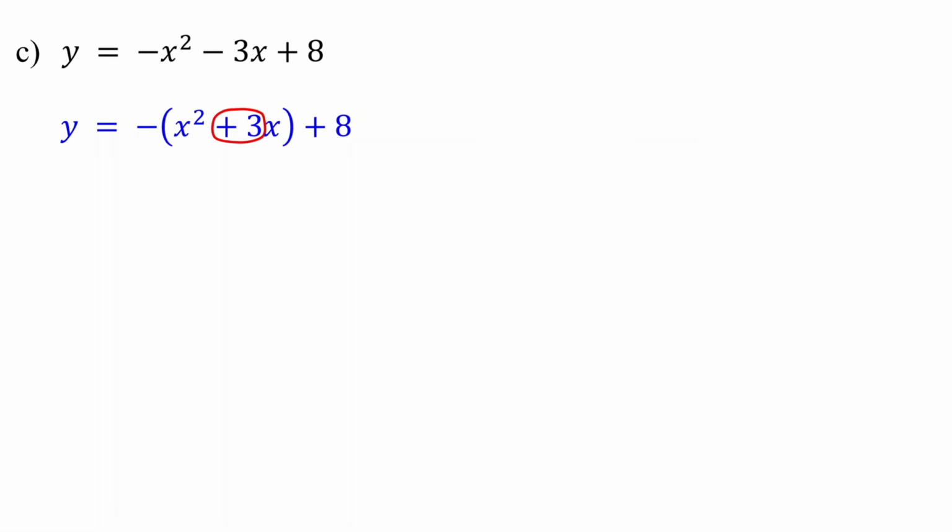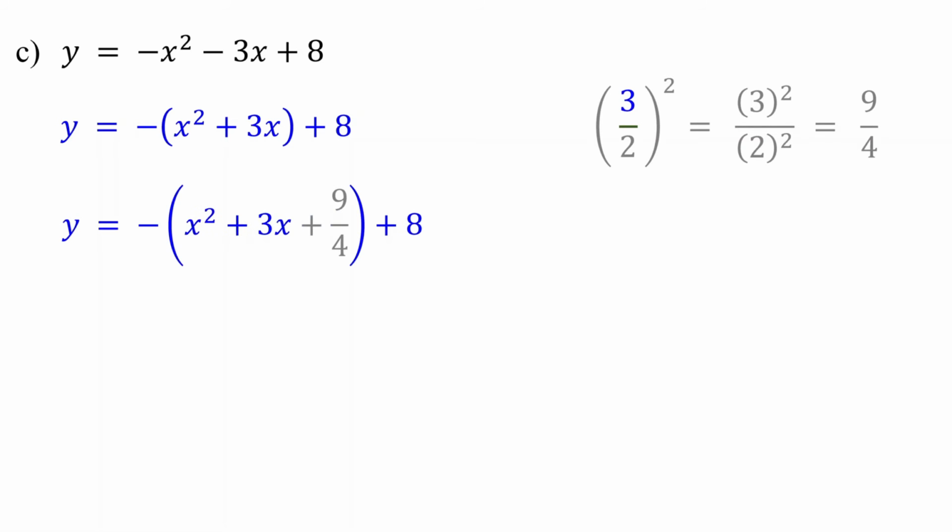Next, find half of the coefficient of the x term and square it. Since 3 does not divide evenly by 2, we leave it as a fraction. 3 squared is 9, and 2 squared is 4. Then, add this value to the variable terms inside the parentheses to complete the square. This is now a perfect square trinomial.